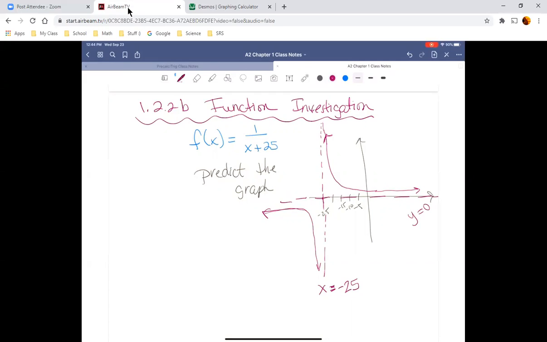So were you pretty close to your prediction when it came to graphing these? I mean, I didn't know how to do it. All right.